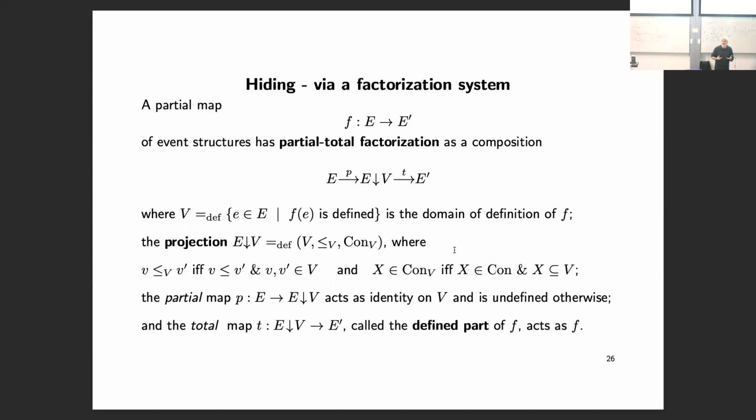Okay? You take a causal dependency here between two events in V if and only if they were causally dependent in E. And you take them to be in conflict in V only if they were in conflict in E. Okay? So you just do the mathematical restriction of all of the relations of event structures to V. So that gives you this event structure here. And there's clearly a partial map to that, namely the one that takes any event outside the domain of definition to undefined and just takes any event inside the domain of definition to itself.